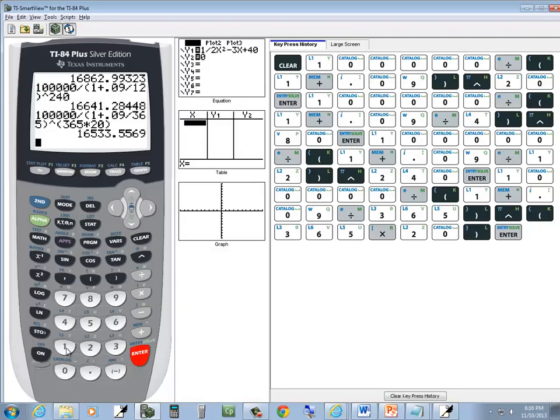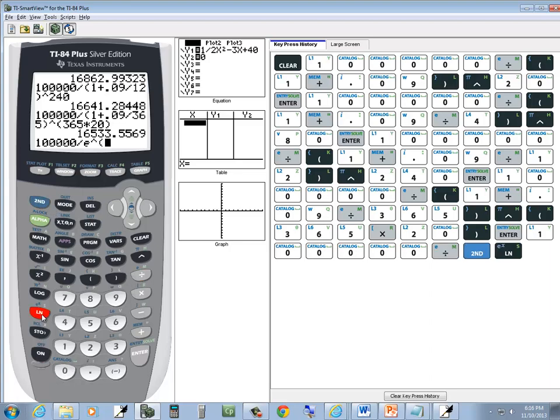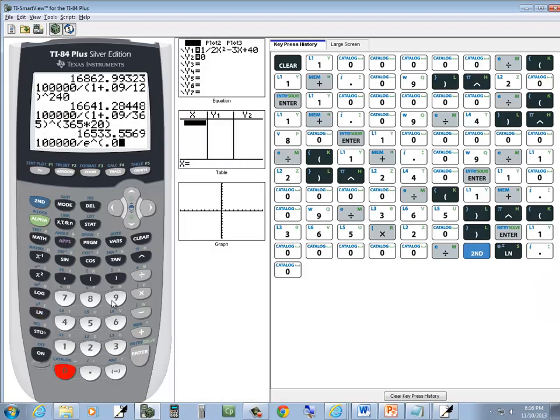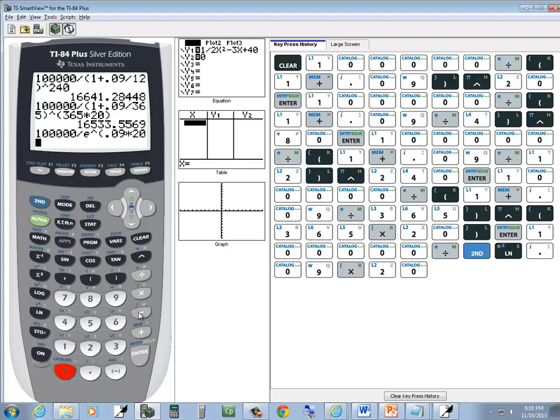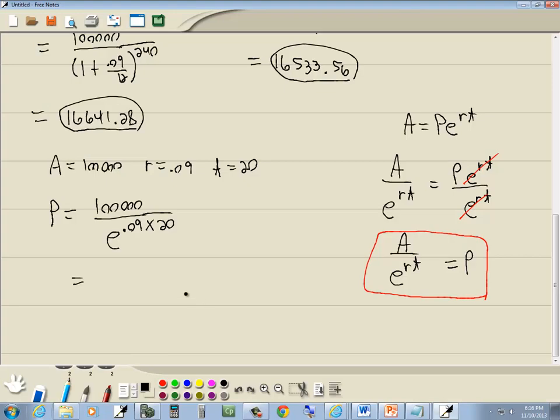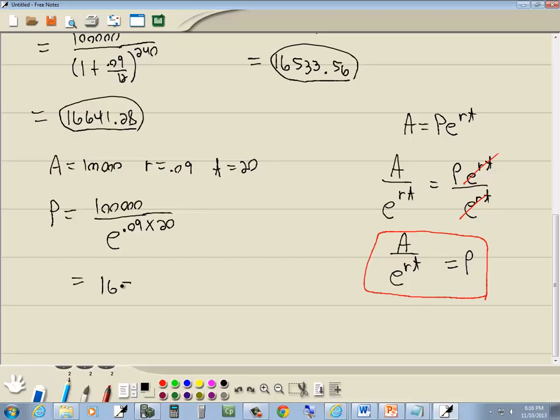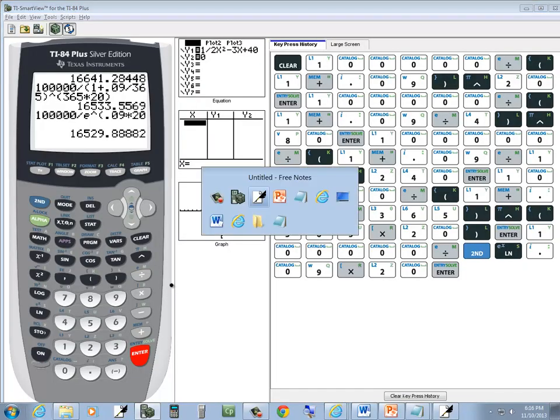So we got 100,000 divided by e, which is second natural log, second ln, 0.09 times 20. Notice as I'm putting in the 0.09 times 20, I'm not putting any extra parentheses at all. And then press enter. And our answer is $16,529 and 89 cents.